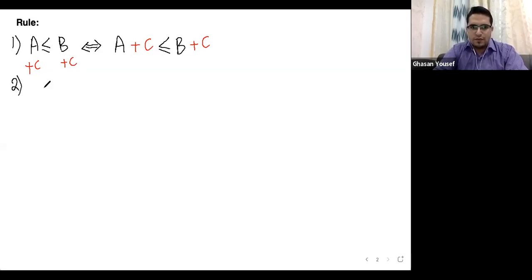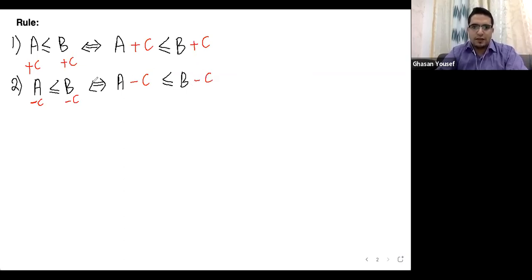Rule number 2, the same idea, but instead of adding, we're going to subtract. So A less than or equal to B. If I want to subtract the same quantity from both sides of this inequality, I get an equivalent inequality: A minus C less than or equal to B minus C.